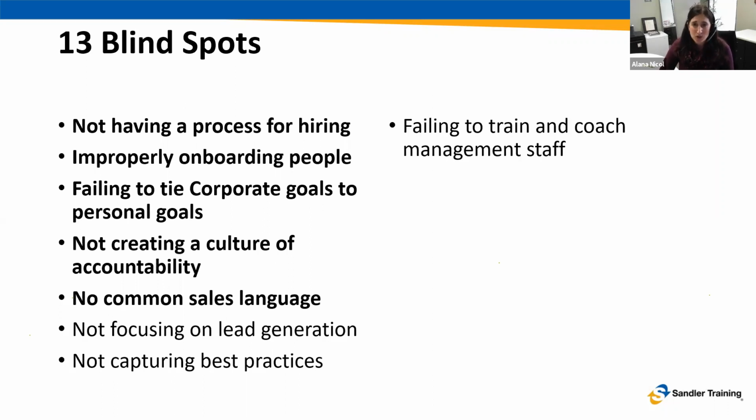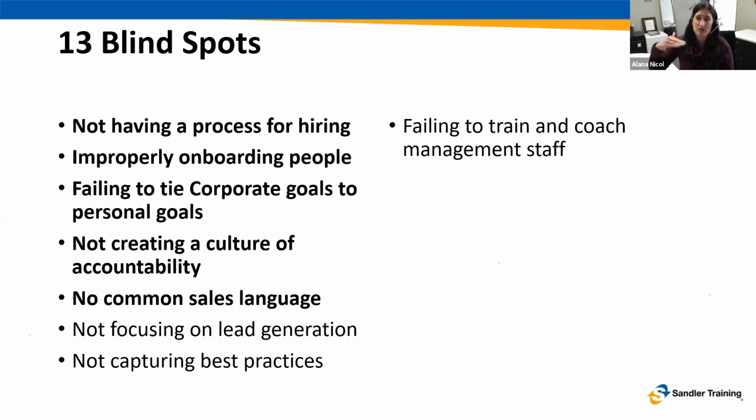Failing to train and coach management staff. So we're going to talk about coaching today, but I was reading an article not that long ago and I saw a staggering statistic that relates to this one. In the Harvard Business Review, only 27% of companies train management level and above. Think about that for a minute. 27% of companies train management level and above.